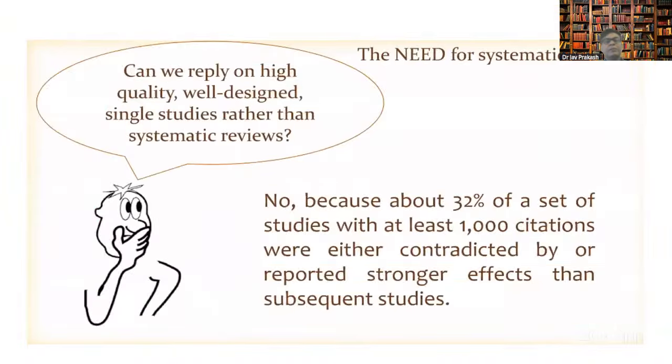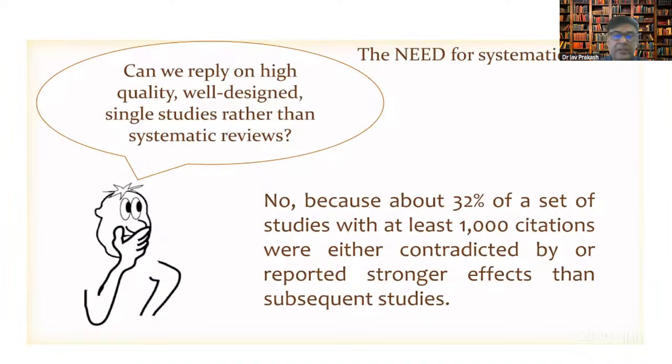Now suppose someone asks, shall we do one well-designed randomized controlled trial rather than a systematic review? Why can we believe only in the systematic review? What is the need for it? If you go through the literature, you will find that about 32% of studies, even with 1,000 citations, are either contradicted by or reported with a stronger effect than subsequent studies.